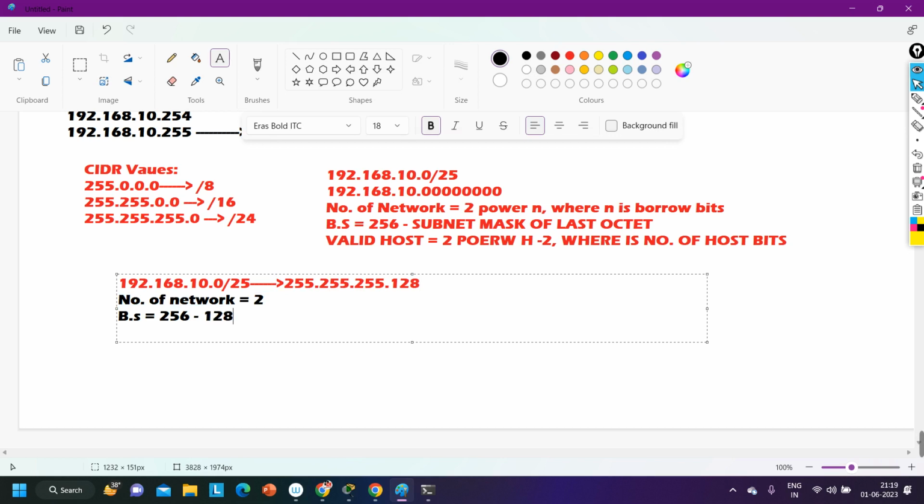So block size will be 256 minus 128, sorry, not 192. That will become 128. After that, valid hosts.